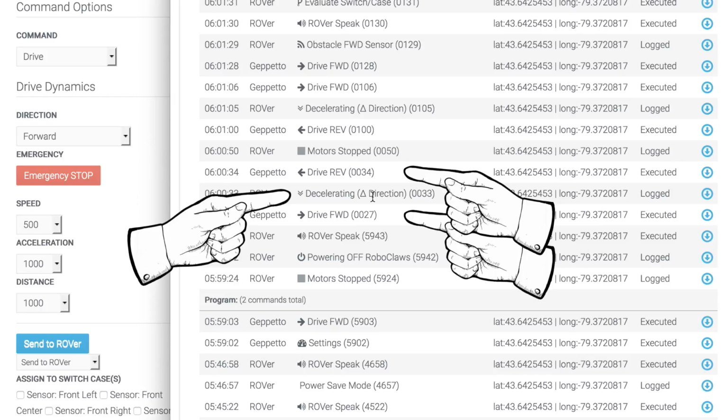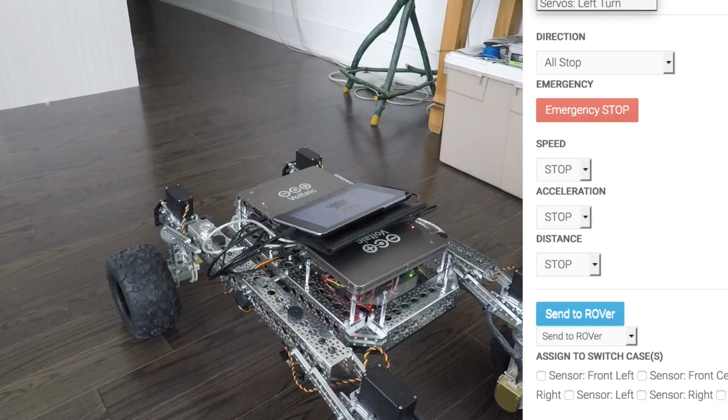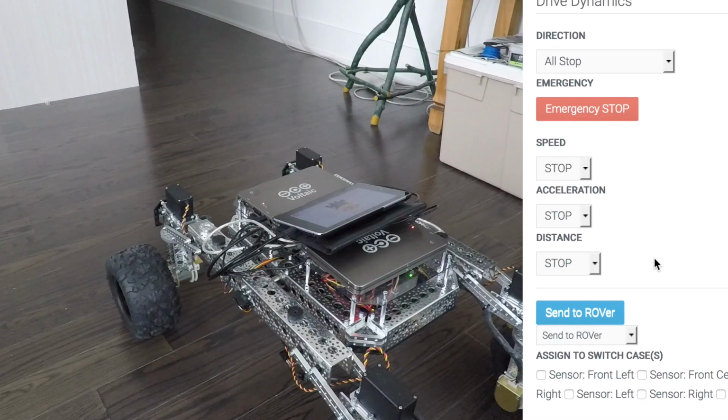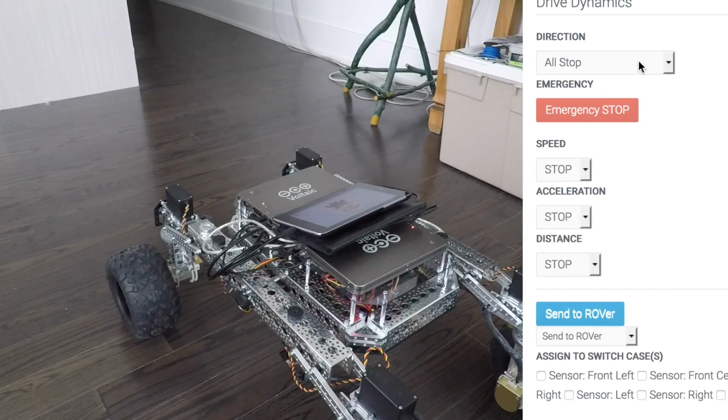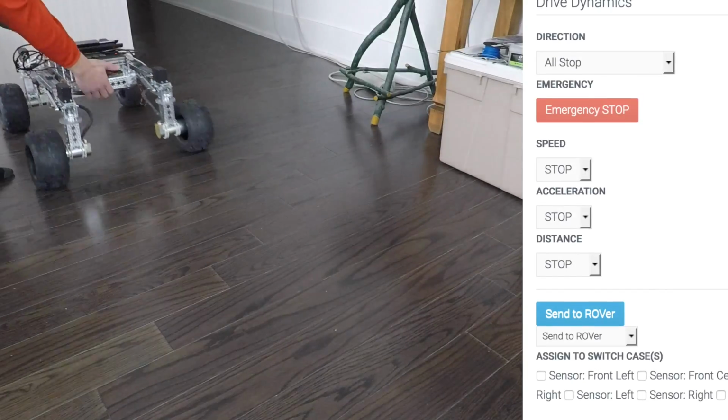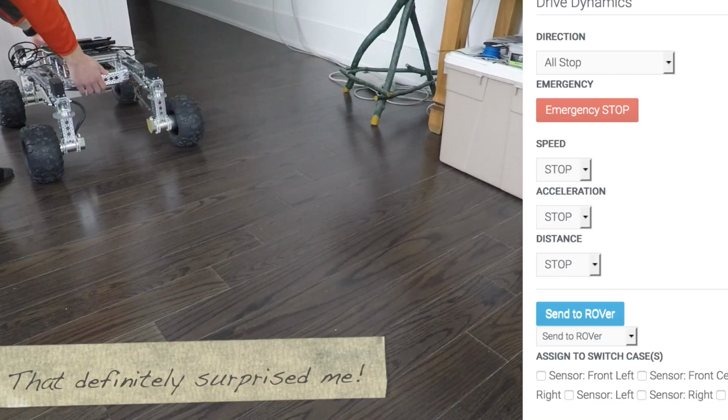ROVer's just running through his commands. When we actually want to change direction and not just decelerate, we have to precede our change in direction command with the deceleration command, and that's what you see here in the command center. So yesterday I issued an all stop command, all zeros for speed, acceleration, and distance, and then we saw him shoot forward at a rapid speed into the wall, which took me by surprise, of course.